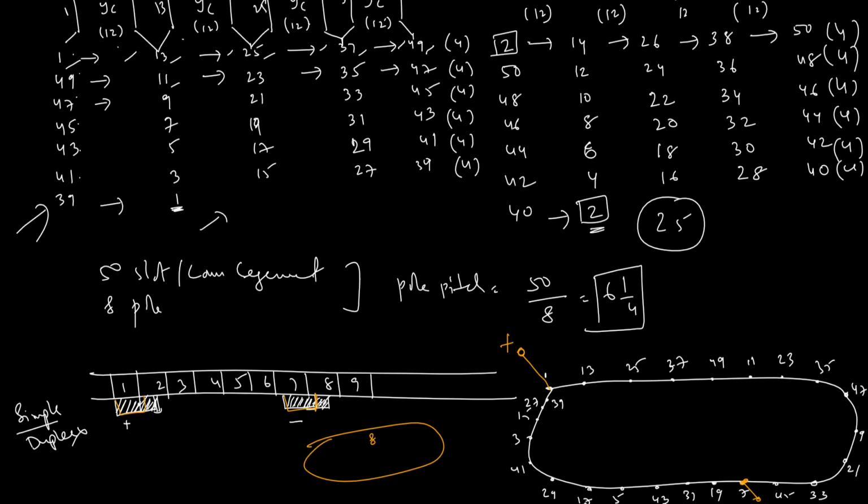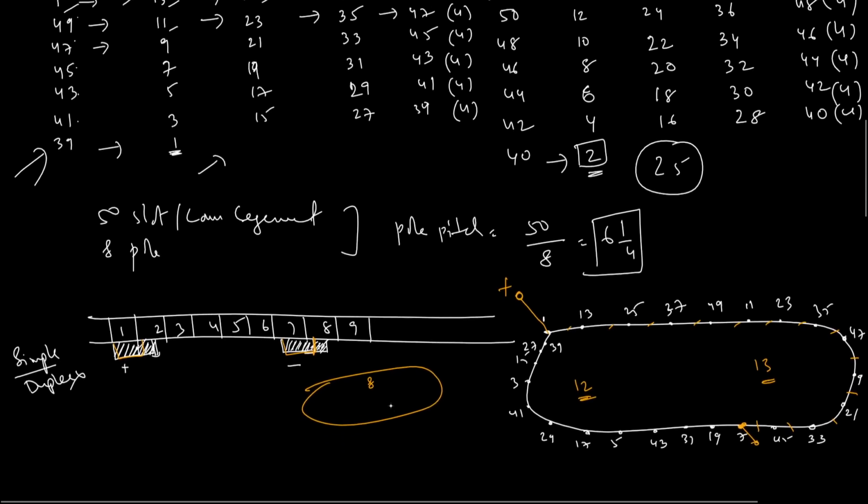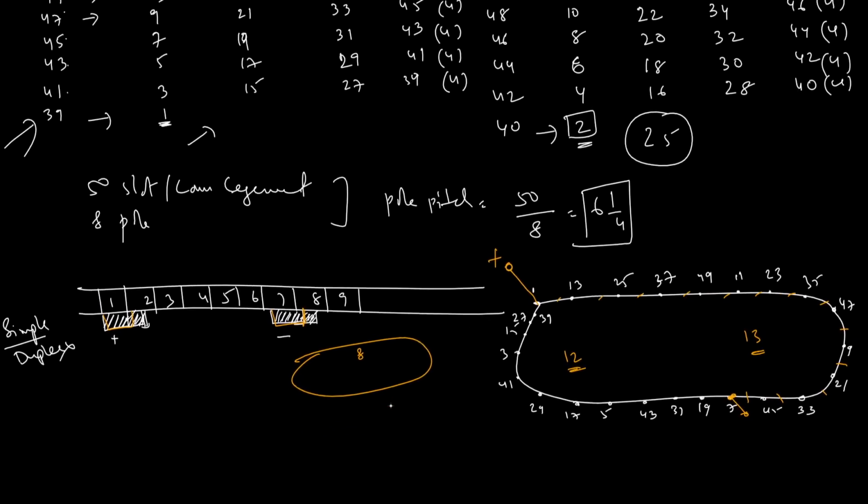So on one side, 1, 2, 3, 4, 5, 6, 7, 8, 9, 10, 11, 12, 13 coils on one side and 12 coils are on the other side. Okay, so this is much better than what we see in simplex windings. Okay, next we'll also draw the other circuit. Similarly we'll draw the other circuit.